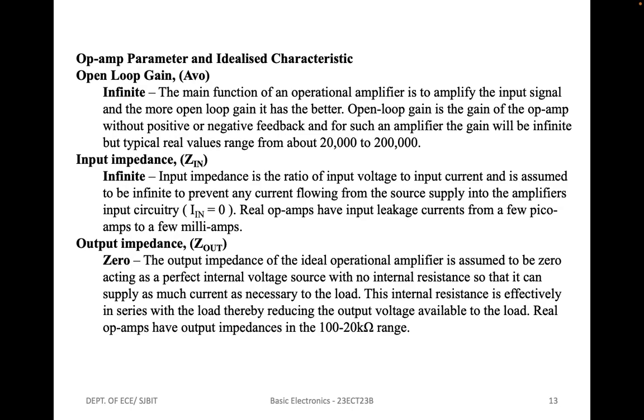And output impedance, Zout. The output impedance must be 0 as an ideal characteristic, acting as a perfect internal voltage source with no internal resistance so that it can supply as much current as necessary to the load. This internal resistance is effectively in series with the load, thereby reducing the output voltage available to the load. Real op amps have output impedances in around the 100 to 20 kilo ohm range, but ideally the output impedance must be assumed to be 0.